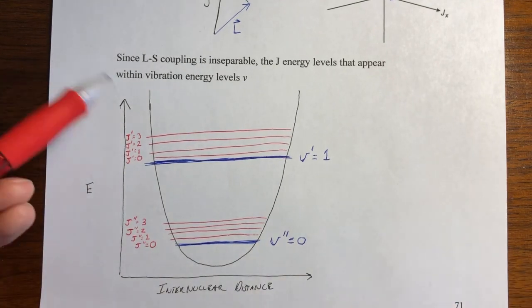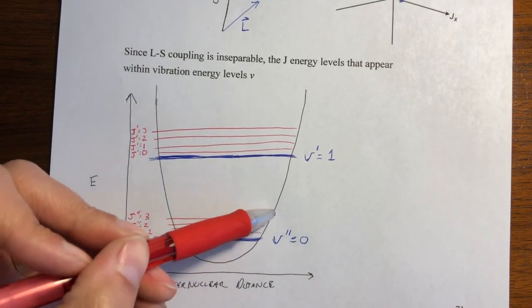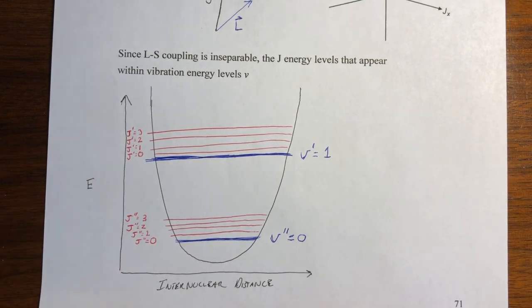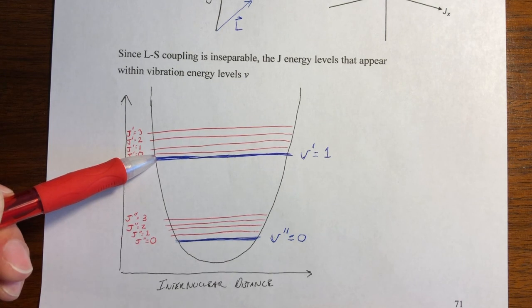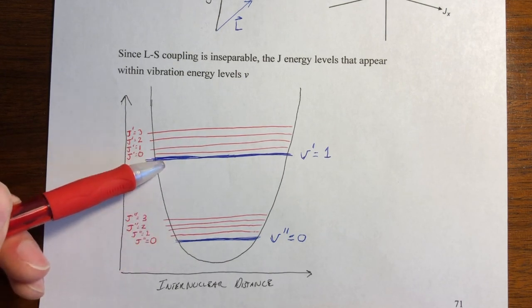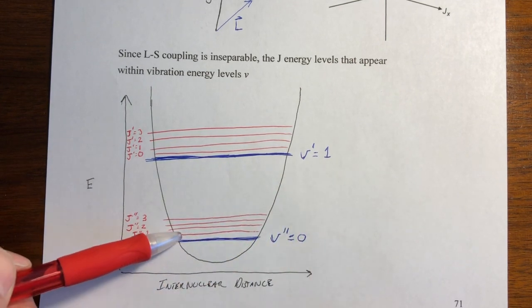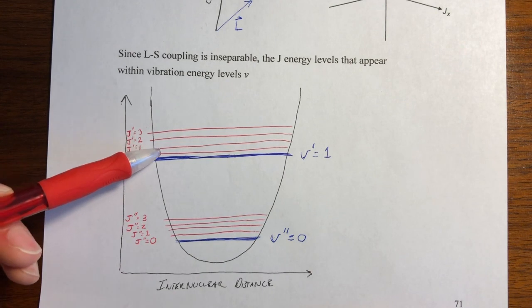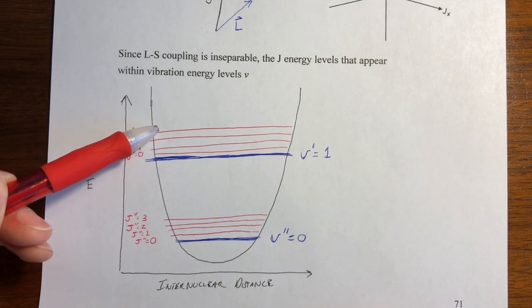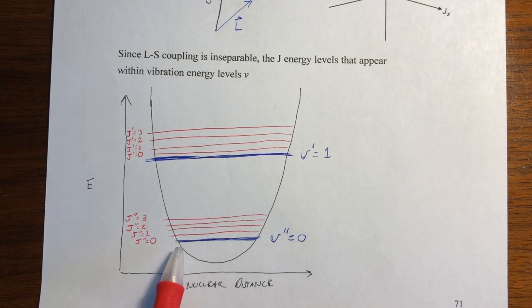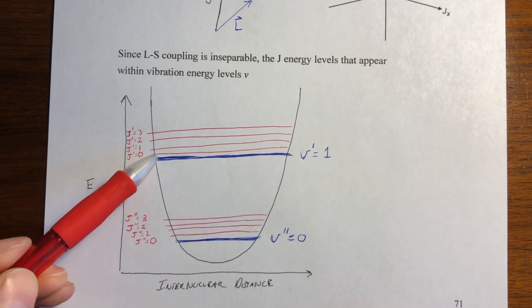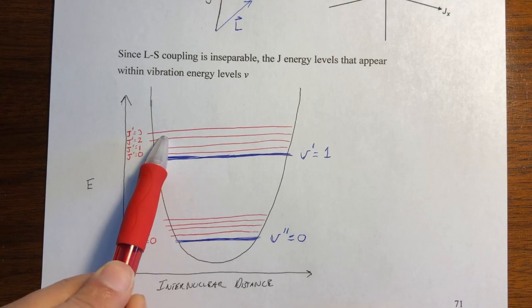So how does that look? If we have a certain energy well, shown here, with energy on the y-axis and internuclear distance on the x-axis, I've marked in blue where we would have our vibrational energy levels from the simple harmonic oscillator, nu double prime equals 0, nu prime equals 1. And within those, we have our rotational states, which are described by the total angular momentum quantum number J. So here we have J double prime in the ground state, energy levels 0, 1, 2, and 3, and in the excited state J prime equaling 0, 1, 2, and 3.